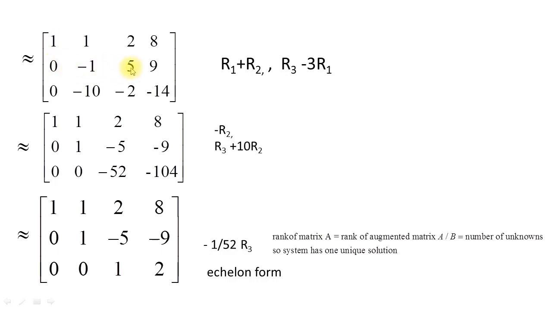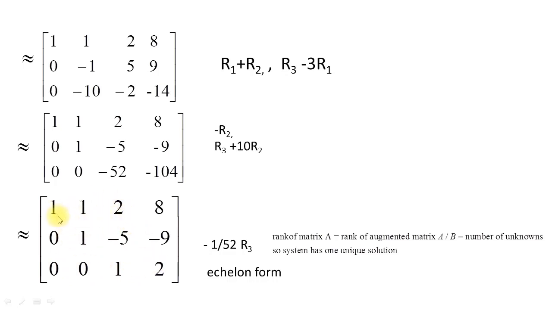So, for this purpose, multiplying the second row by minus 1, we obtain 0, 1, minus 5 and minus 9. After that, multiply the second row with 10 and then add the result with R3. 10 times R2 added to R3, we obtain 0, 0, minus 52, minus 104. Now, multiplying R3, in this position we need 1. In the diagonal we need 1, 1 and 1. So, multiplying the third row by minus 1 over 52, we obtain 0, 0, 1 and 2.